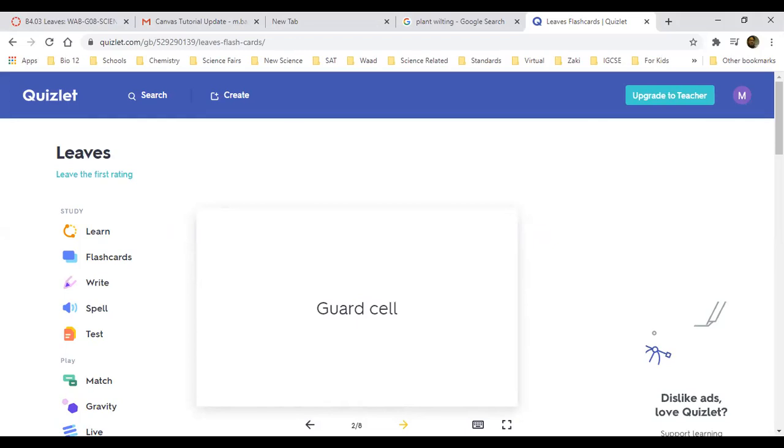Guard cell. What is a guard cell? What does it do? Where are they located? Yes, Abdullah. Ghazi.